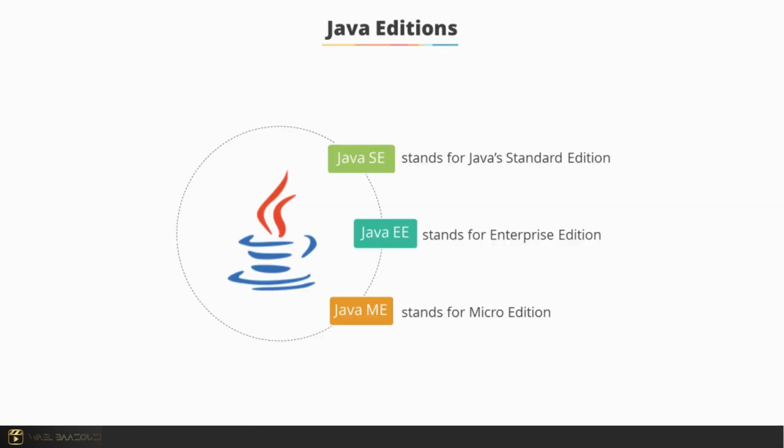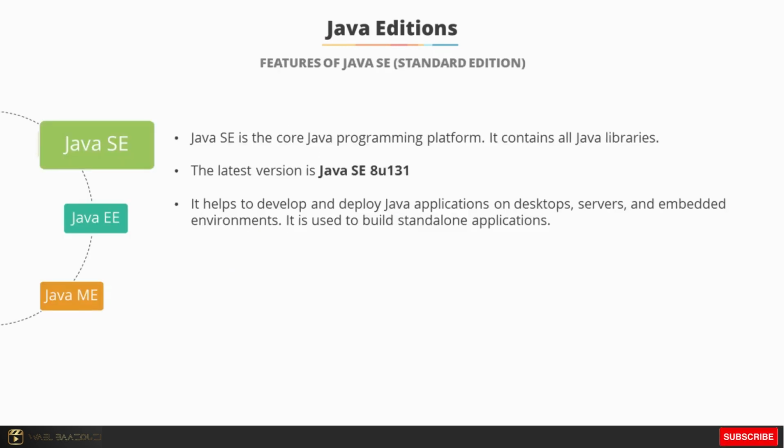There are predominantly three editions that Java works with: the Standard Edition, the Enterprise Edition, and the Micro Edition for handheld devices. The Standard Edition is the core Java programming platform. It contains all our Java libraries. The Java Development Kit, or the JDK, is part of the Standard Edition. The latest version is JDK 8, and it helps to develop and deploy Java applications on desktop, servers, and embedded environments. It is also used to build standalone applications.